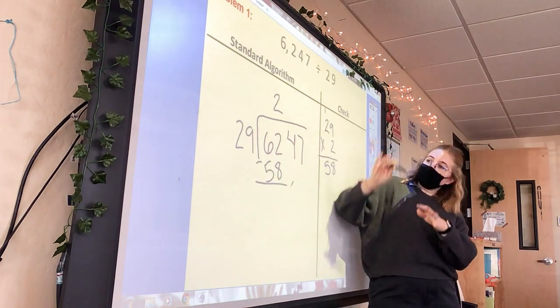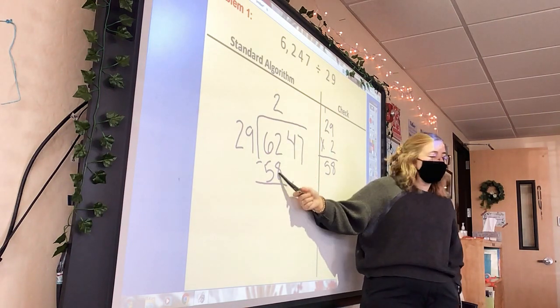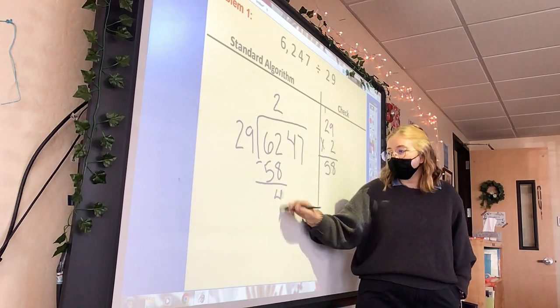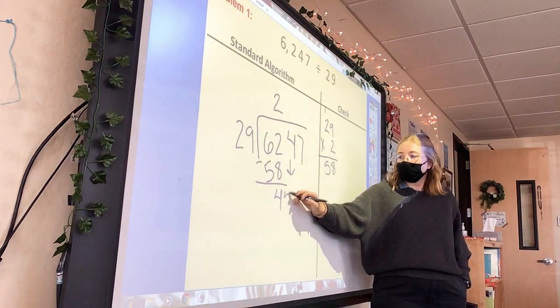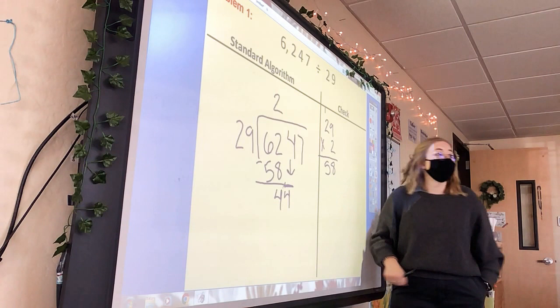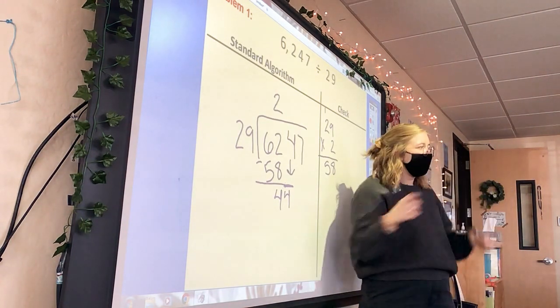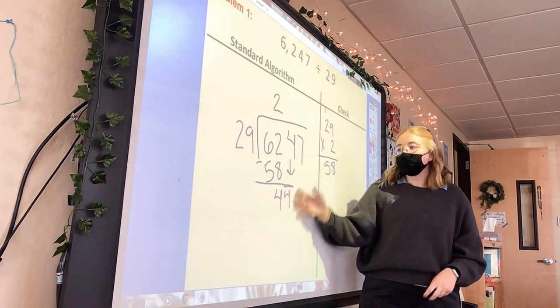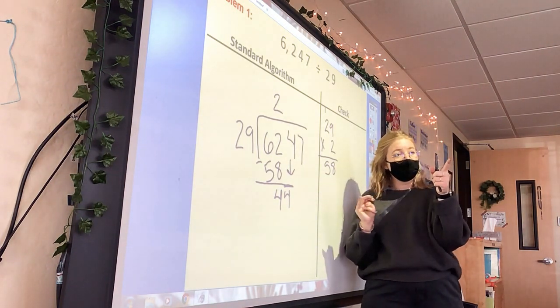Sorry, I'm a little slanted, but hopefully you can still read it, okay? So 62 minus 58 is going to give me 4, okay? And then my next step is to bring down. So I've got 44 as that successive remainder, right? Right now my remainder is 44, but I can still keep going, okay? Can I finish the problem and then answer your question?